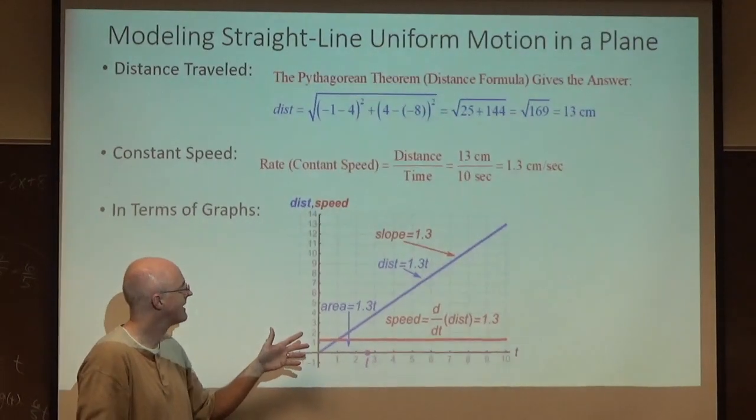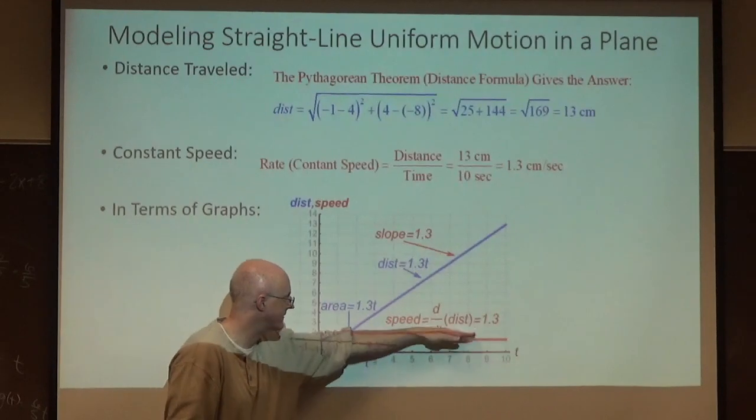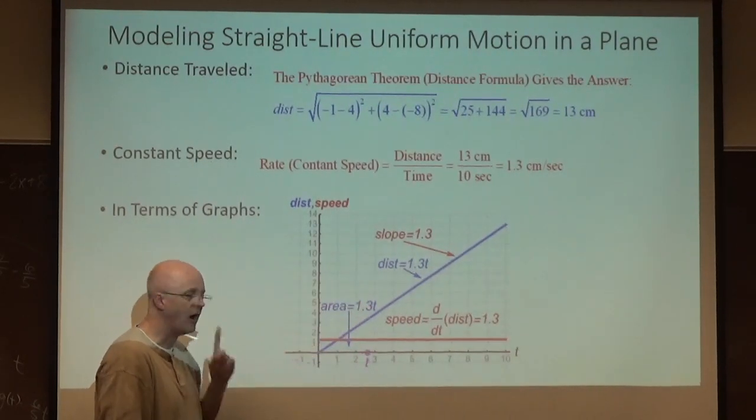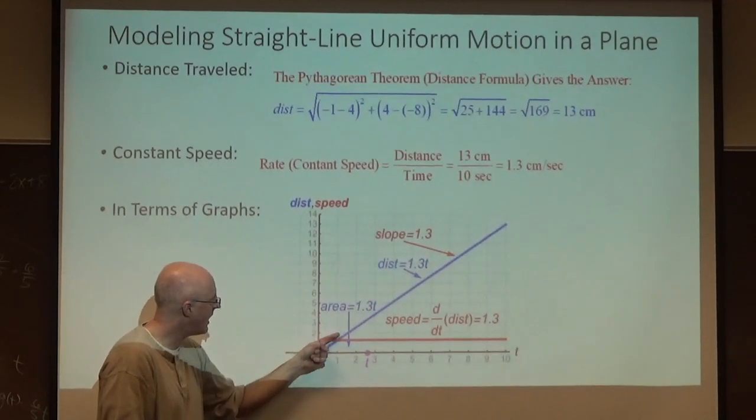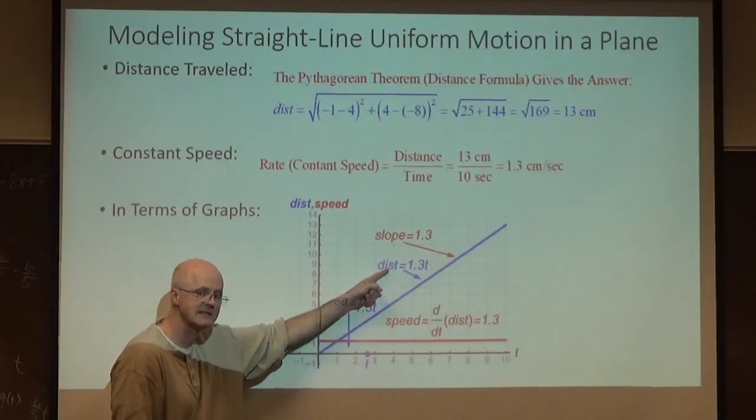What else can you say? You can say the slope of the distance graph is 1.3 because that's its derivative, its constant derivative. You could also say the area under the speed graph is 1.3t, which is the same as the distance.